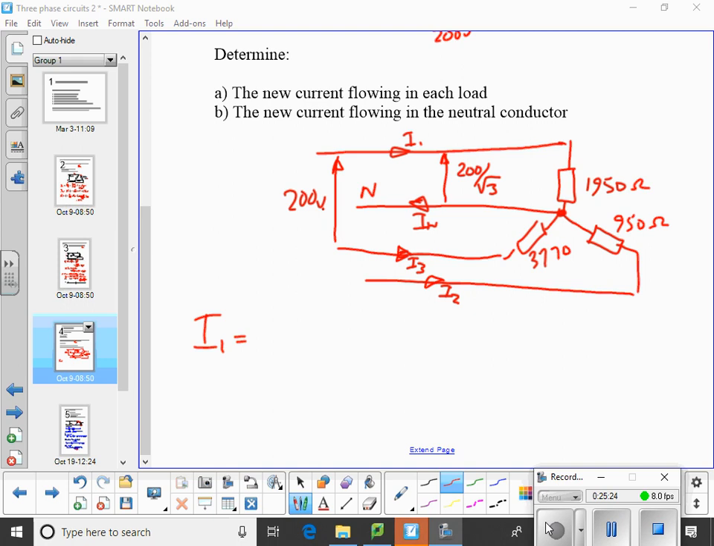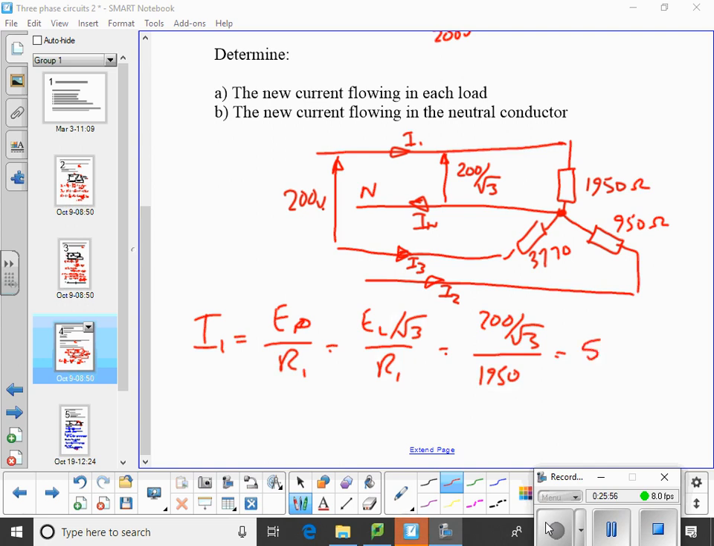So, what have you done? VP over R1. Yeah. So that's 200 over Route 3 over 1950 equals. That should be 59 milliamps, yeah? Same as it was.